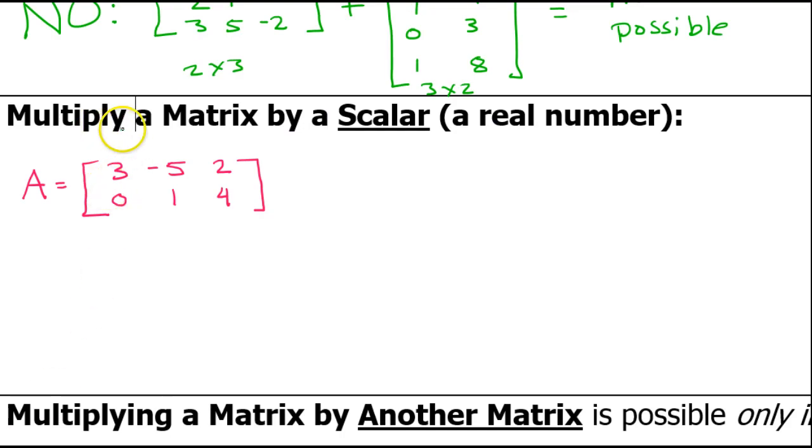Now, let's talk about multiplying a matrix by a scalar. In this context, a scalar just means a real number. So here I have matrix A. What if I wanted to take matrix A and multiply it by 3? That would mean I would have 3 times matrix A, which I'll just recopy real quick.